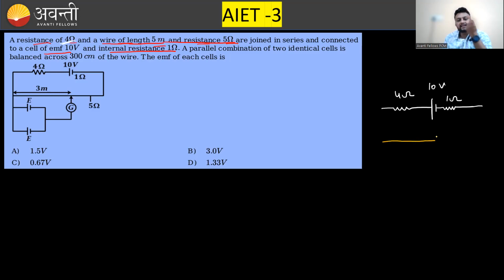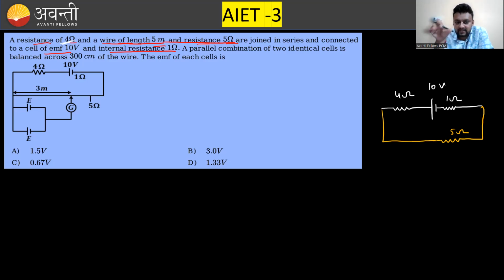And this wire itself has some resistance. If I have a wire, this wire will have some resistance. So its resistance is given as 5 ohm, and its length is also given as 5 meter. So this is the part of the circuit.